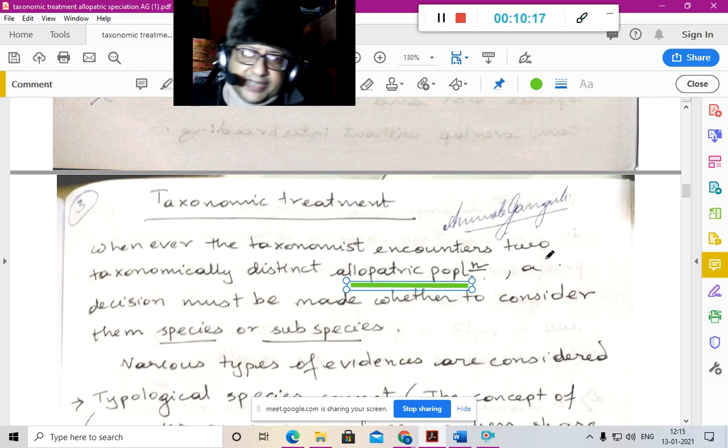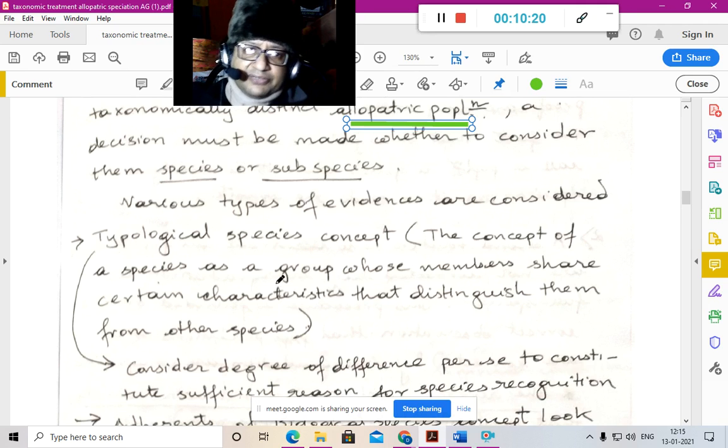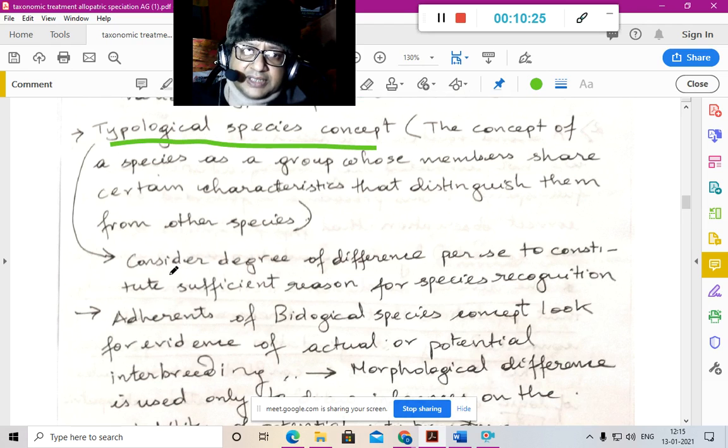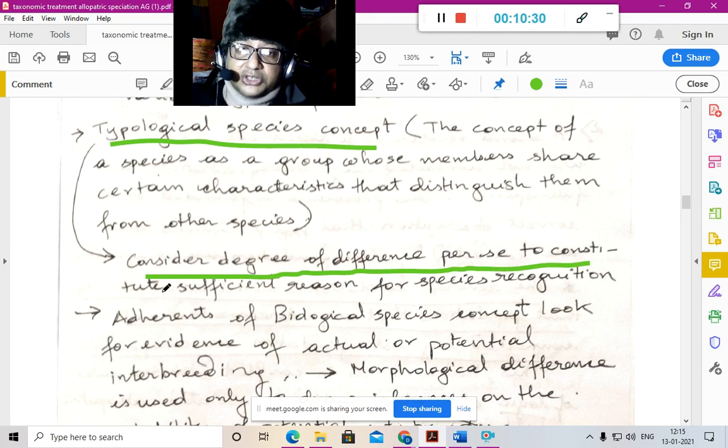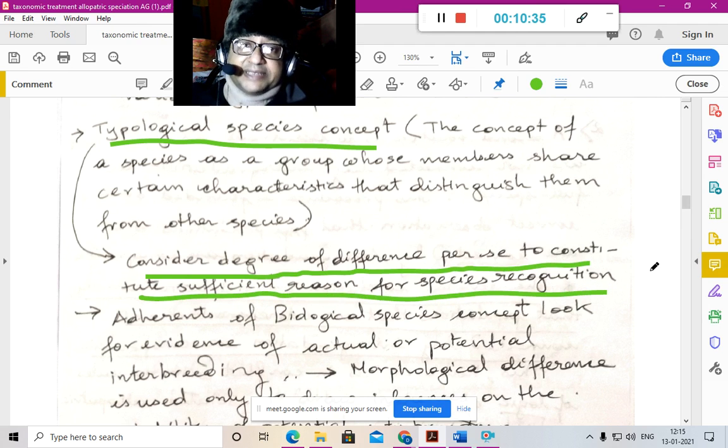There are different types of evidence considered. First is the typological species concept evidence. They consider the degree of differences per se to constitute sufficient reason for species recognition. So basically they look at morphological differences, how they look different. By looking at the face or the body features, they say, okay, they look similar, so they are the same species; they look different, so they are different. But this is not a good way of differentiating species.